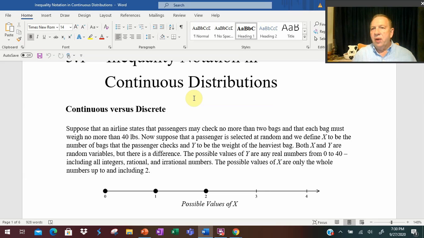Both x and y are random variables as far as statistics goes, but there's a difference between the two types of measurements, as you probably figured out. The possible values of y are any real numbers from 0 to 40. So it's not just 1, 2, 3, 4, up to 40 pounds. It could be 30.9 pounds, 30.95 pounds, 15.2. So when we're dealing with continuous random variables, it could be anywhere in a large range.